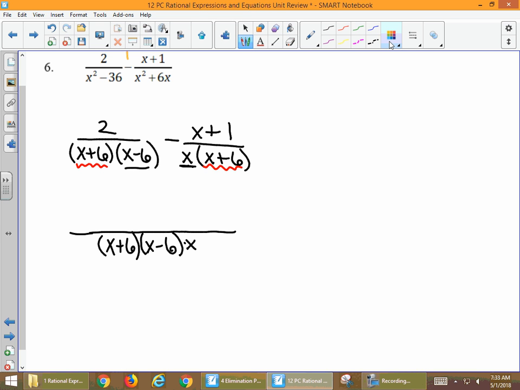My first fraction just doesn't have that singlet x. So in order to make this common denominator happen, I have to multiply this first fraction by x over x. My second fraction doesn't have the x minus 6. So I need to multiply my second fraction by x minus 6 over itself. We have done legal algebra here because the only thing we've multiplied by is 1. X over x is 1. X minus 6 over x minus 6 is also 1.